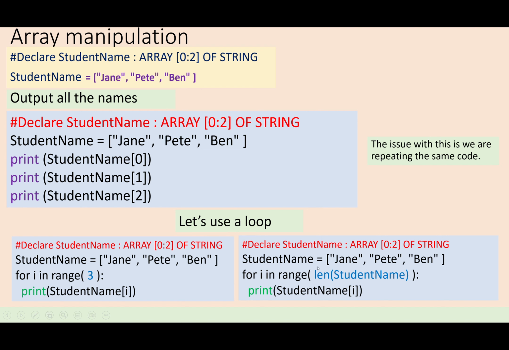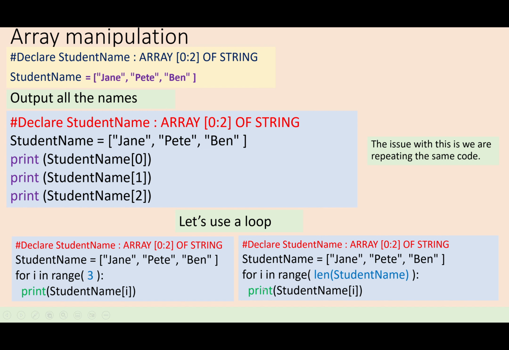If the array was really long and you didn't want to count, you can actually write len(student name). All that will do is count how many elements are in the array. So if there are 3 in this case, it will just put a 3 in there for us automatically. So again, for i in range 3, remember i will start with 0, so print student name 0, which is Jane. We go around again, i becomes 1, print student name 1, that's Pete. We go around again, i becomes 2, print student name 2, that's Ben.